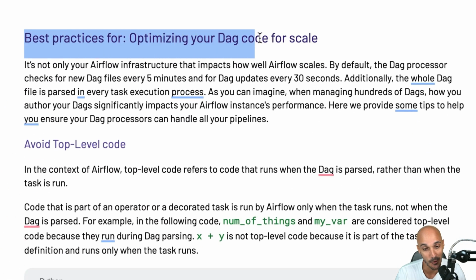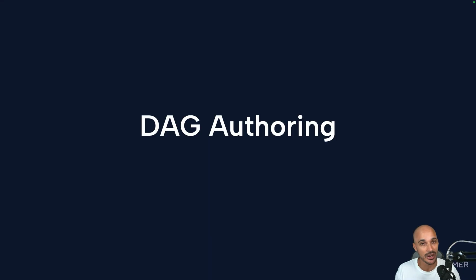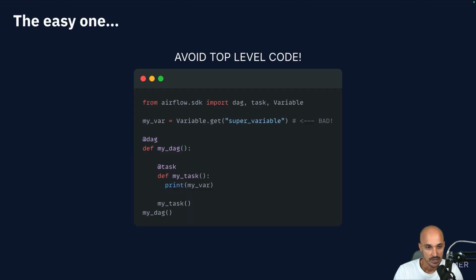best practices for optimizing your DAG code for scalability. Indeed, the way you write your DAGs will also have a huge impact on the scalability of your Airflow instance. And one of the most obvious ones, or maybe not that obvious actually, is to avoid top level code. So as you can see here, you have an example of that, but it's very common to fetch a variable or a connection outside of a task.